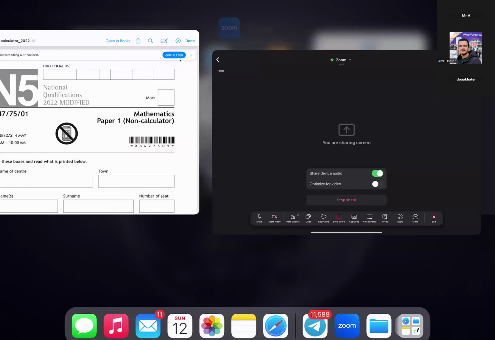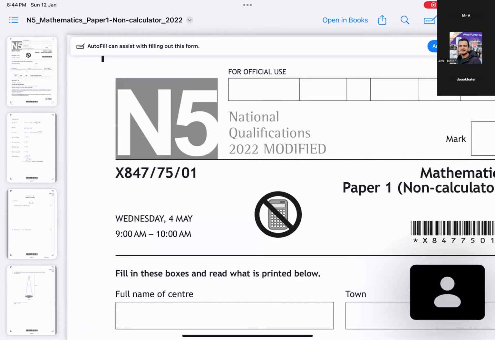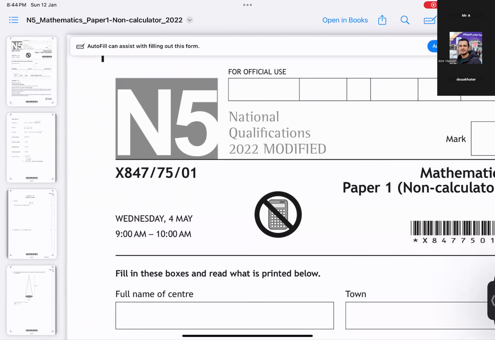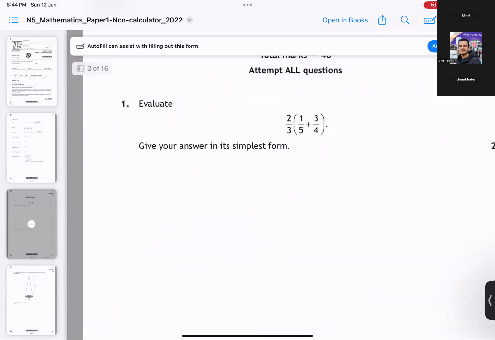So the first one sounds like a pretty simple one. Yeah, that's pretty easy. You just do what's in the brackets first. So I tend to use the four first, times, you do 4 times 5, 4 times 1, 5 times 3, 5 times 4. Yeah, right.